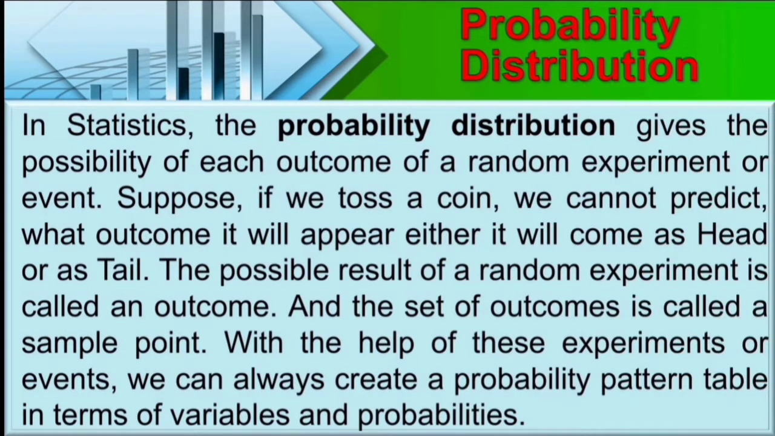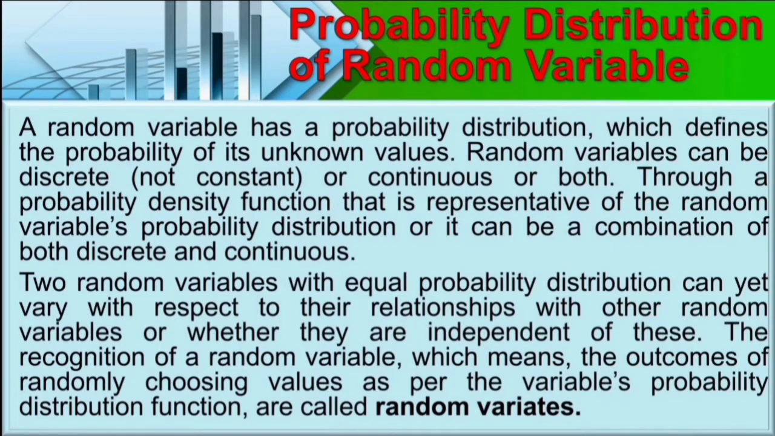Probability distribution. In statistics, the probability distribution gives the possibility of each outcome of a random experiment or event. Suppose we toss a coin, we cannot predict what outcome will appear. Either it will come as head or as tail. The possible result of a random experiment is called an outcome, and the set of outcomes is called a sample point. With the help of these experiments or events, we can always create a probability pattern table in terms of variables and probabilities.